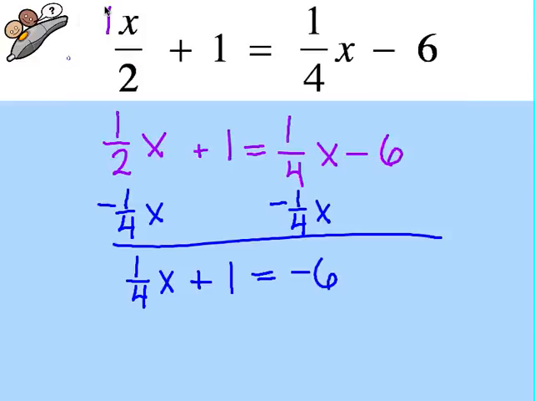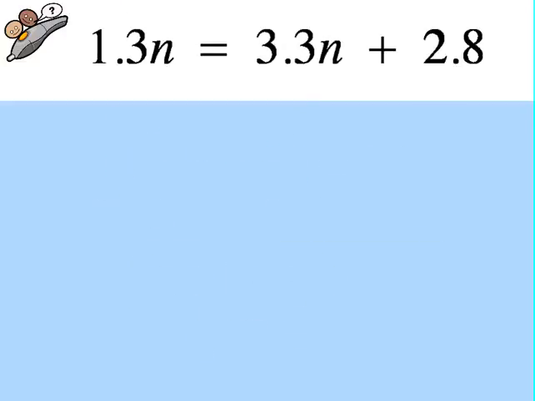Notice here, when I subtract 1, I should have gotten a negative 7. So when you end up getting this and multiplying by 4, you should have a negative 28. That's just one thing you need to make sure you don't forget. Okay, so let's look at this one. This deals with decimals.